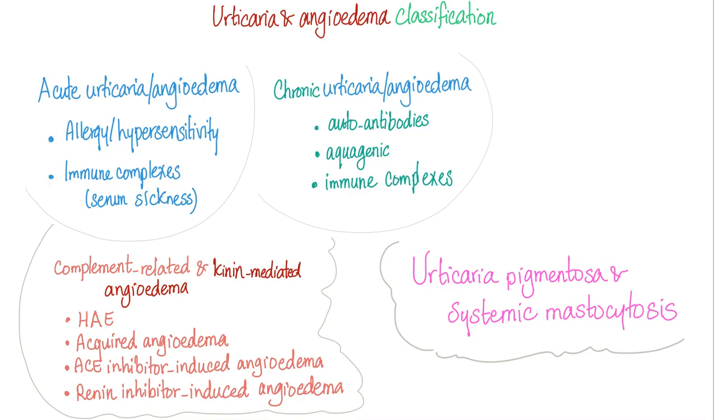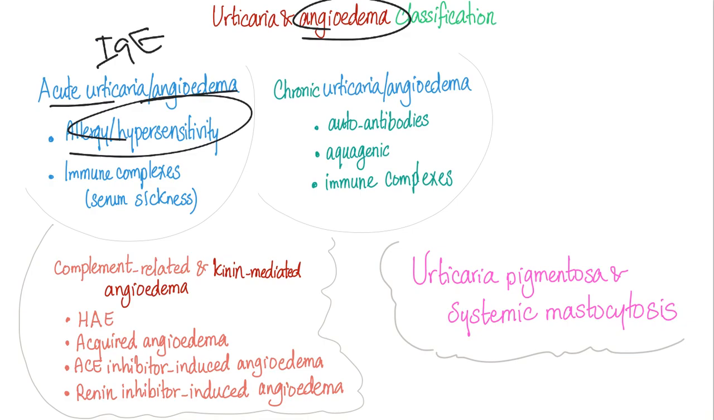Let's talk about urticaria and angioedema, because not all angioedemas are created equal. We have the acute urticaria or angioedema, such as allergy or hypersensitivity. Remember the mast cells and basophils and the IgE and stuff like that, as well as immune complexes or serum sickness. By the way, what kind of hypersensitivity reaction is serum sickness? Is it 1, 2, 3, or 4? Let me know in the comments.